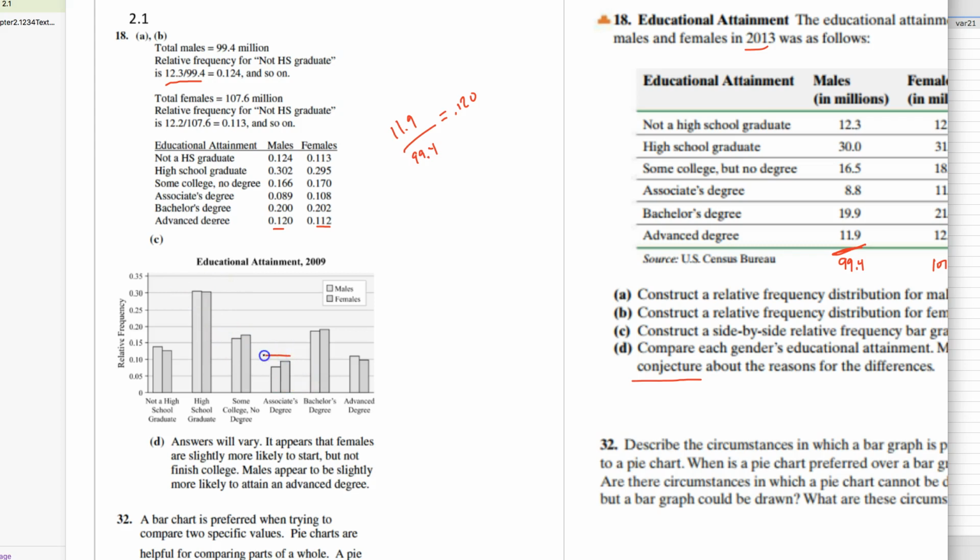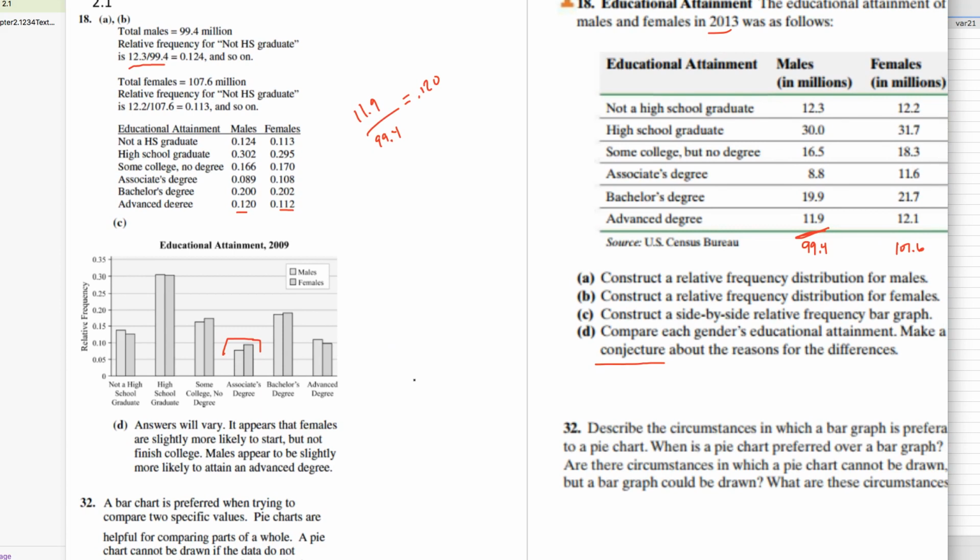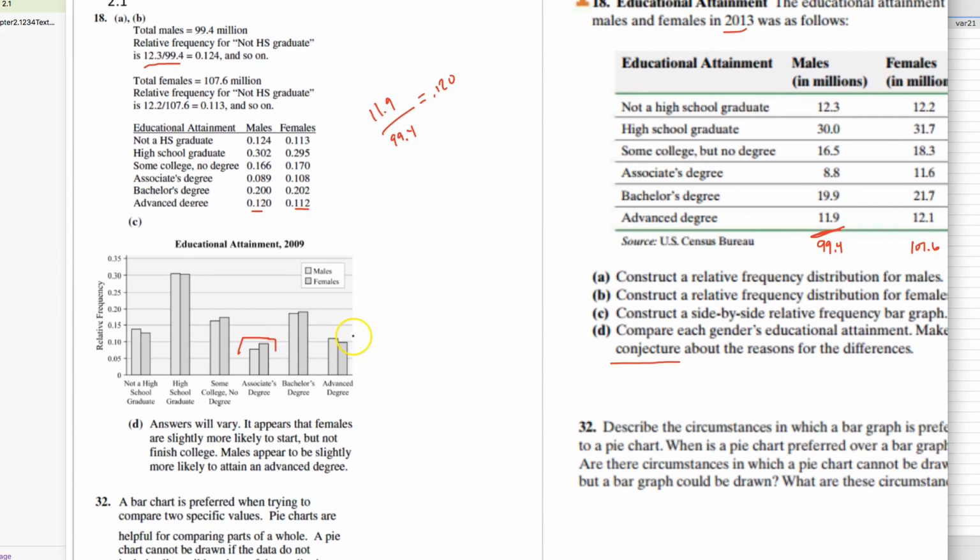I would say the biggest difference happens here. And so there could be some arguments in associate's degrees that more women get it because maybe they're having children or they stay at home more, or they feel like they need to stay home, so they only get 2-year degrees versus continuing on. That could be some reason. But again, that's what statistics is about, that interpretation. But there's what the bar graphs would look like.